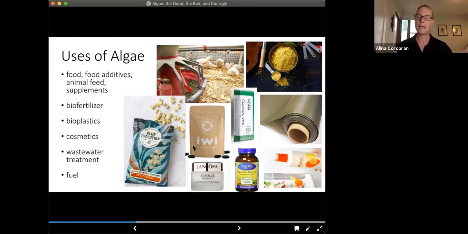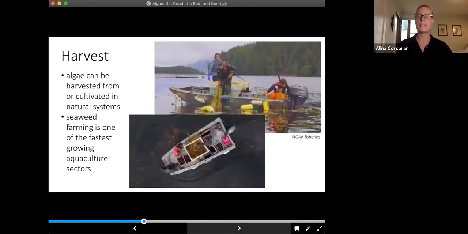And thinking about this algae as a feedstock, where do we acquire that algae? There are two ways that we can acquire algae. The first is by harvesting it, and algae can be harvested from or actually cultivated in natural systems. And seaweed farming is a great example of this. So seaweed farming actually sequesters carbon, so it's carbon negative, and it's one of the fastest growing aquaculture sectors on the planet. And tonight I'm going to share with you just a few video clips.